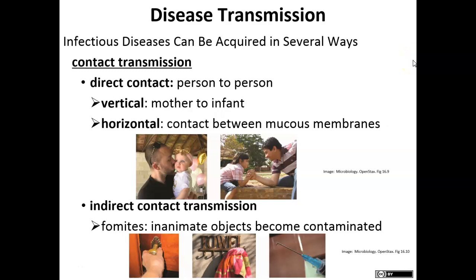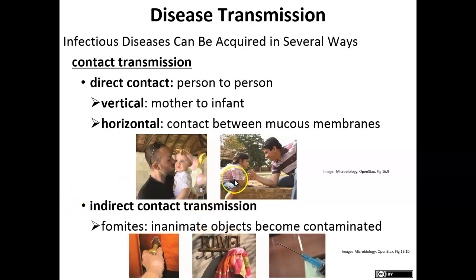And welcome back to the last video for chapter 16 that we're going to do. Infectious diseases can be acquired in many ways, so there are different transmission pathways. The first is direct contact. Physical contact from person to person, kissing, holding hands, playing, from mother to infant, shaking hands, anything like that is direct contact.